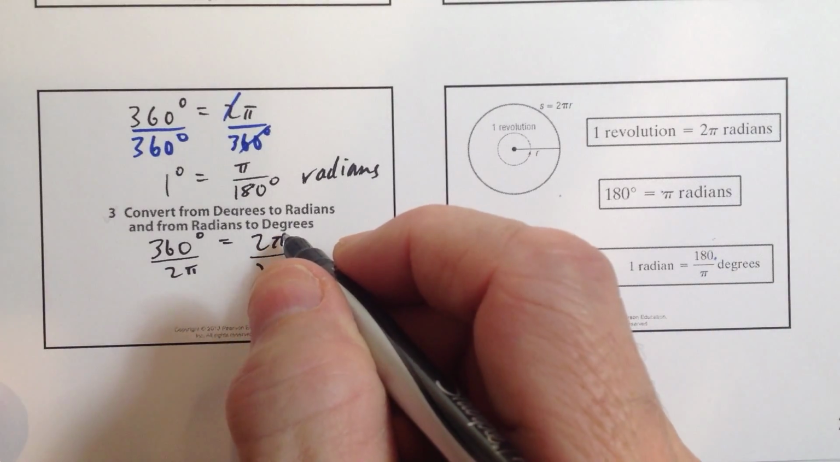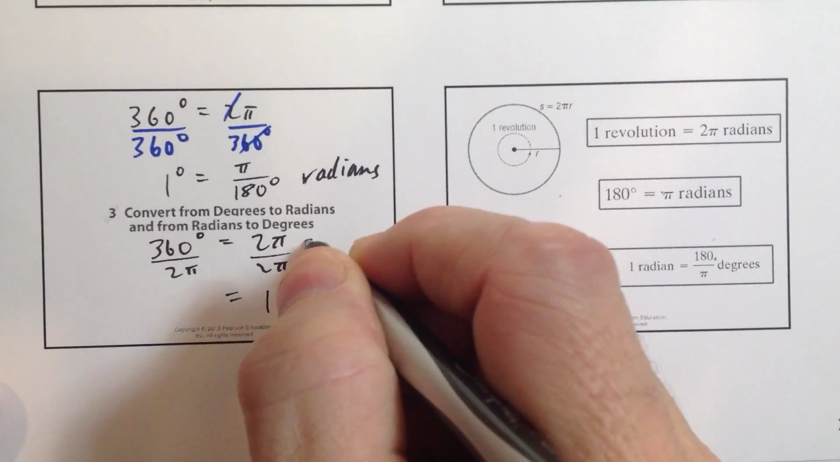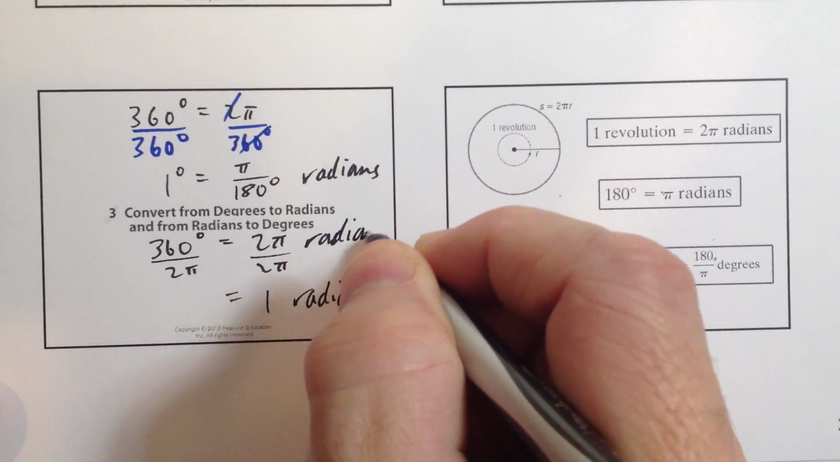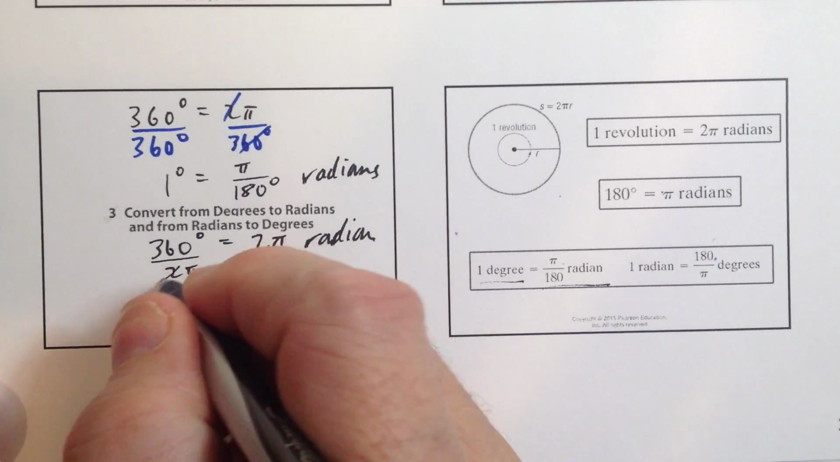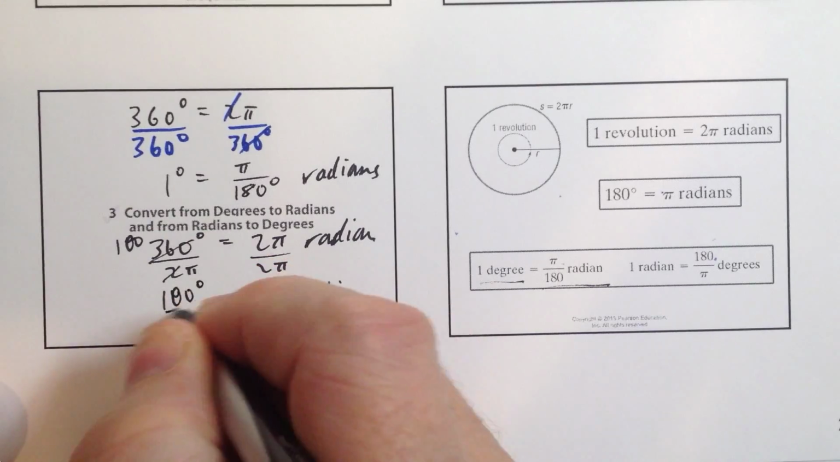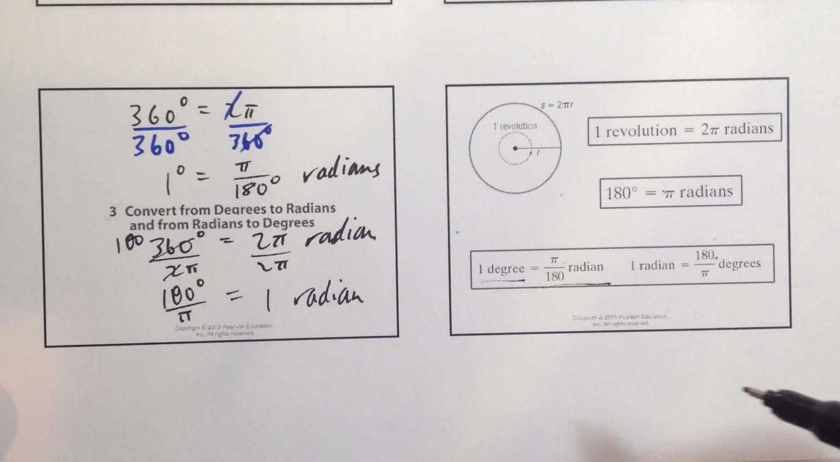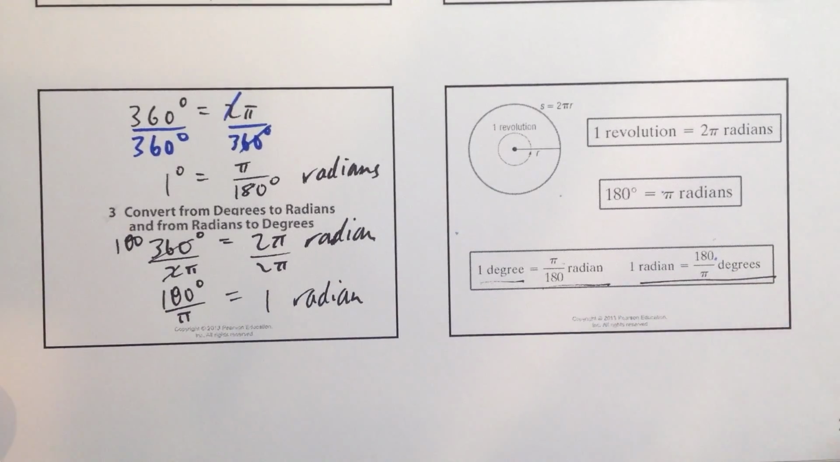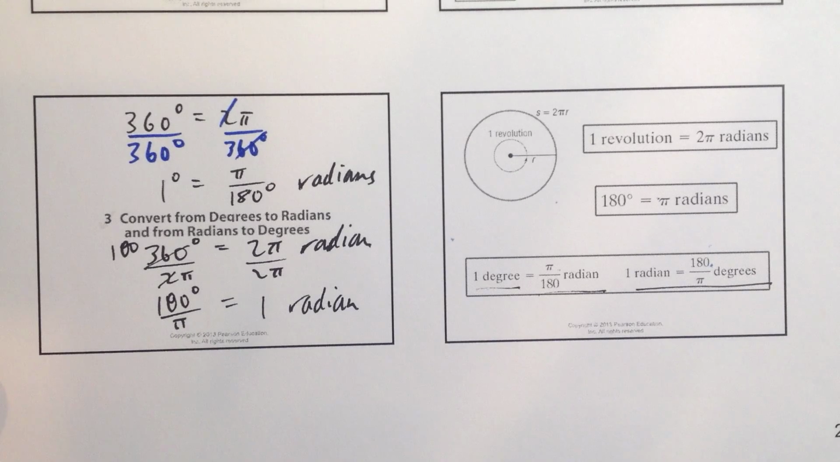So 2 pi radians equals 360 degrees, so we have 1 radian equals 360 over 2 pi. The 2 goes into 360 180 times, so we have 180 degrees over pi. So 1 radian equals 180 over pi. And that's exactly what it says here. I'm going to stop the video, and we'll pick up the last page in the next one.